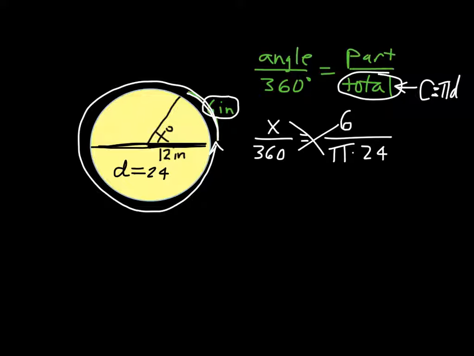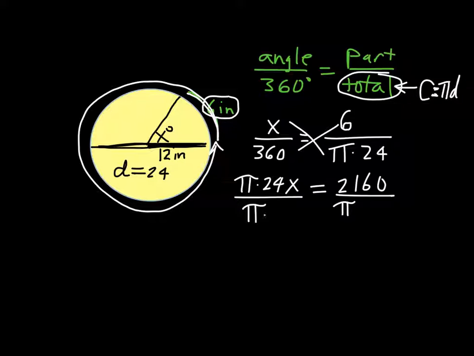Cross multiplying there gets you something that's a little bit different. You get pi times 24 times x equals 6 times 360, 2160. It's a little bit different because now next to the x we have two factors. We've got the pi and the 24. If we're solving equations and want to get the x by itself, we're going to have to get rid of the pi, so we're going to divide both sides by pi. We're also going to divide both sides by 24. The pi's cancel, the 24's cancel, and this would be my answer.